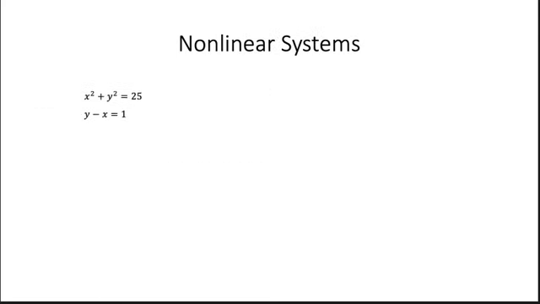So here's our first example. x squared plus y squared equals 25 and y minus x equals 1. Because of the way this is set up, I don't have x squared terms and y squared terms in both of these equations. So I think substitution is going to be the best method. So what I'm going to do is first solve this equation for y. So I added x to both sides. Now I'm going to substitute this value for y into the first equation.